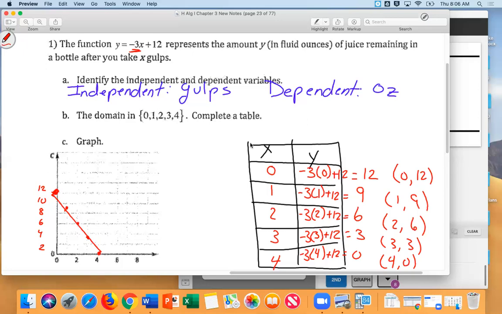Fantastic. And then I just connect them from start to finish there because it's continuous.